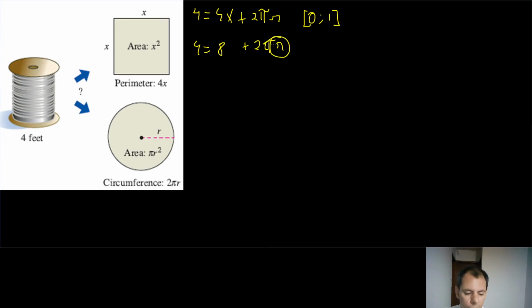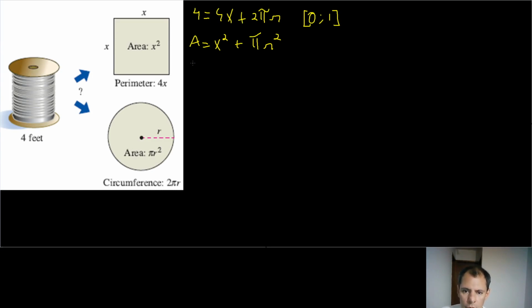You can't have a negative radius, so you know that the wire used for the square has to be from 0 all the way to 1, not more than that. I mean, the value of x can go from 0 to 1, okay? And what is the area? The total area is going to be x squared, which is the area of the square, plus pi r squared, which is the area of the circle.